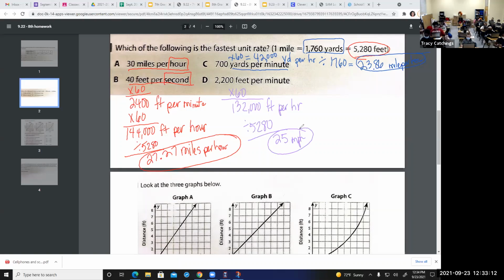So now looking at it, which one is the fastest unit rate? We got 30, we got 27, we had 23.86, and we had 25. So yes, it'll be B. Thank you. Questions about it? Sure? Now we need? No, ma'am.